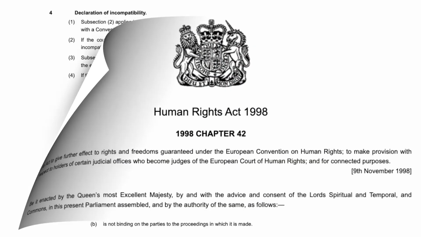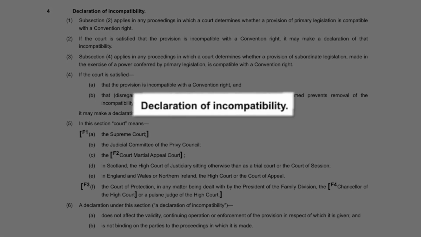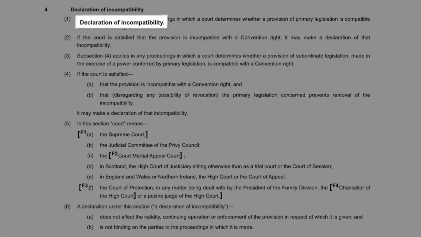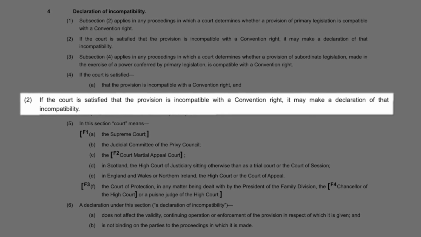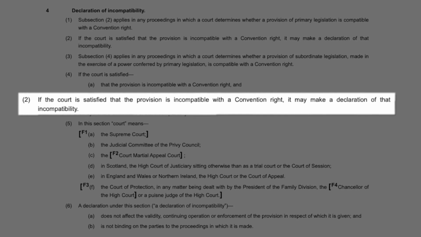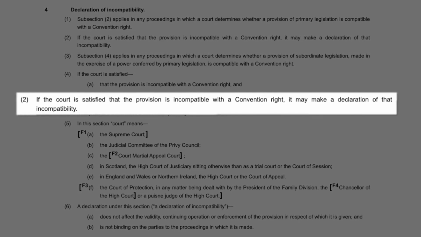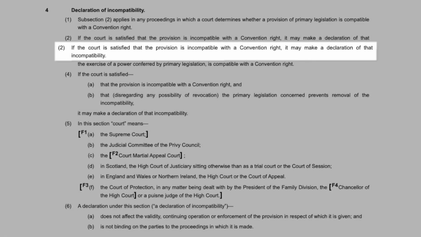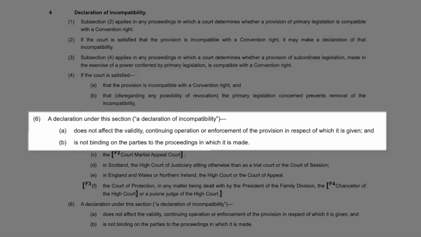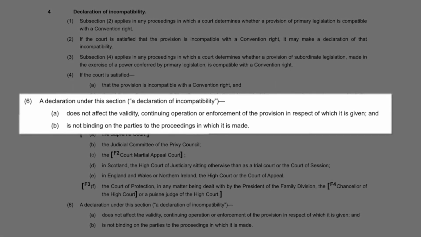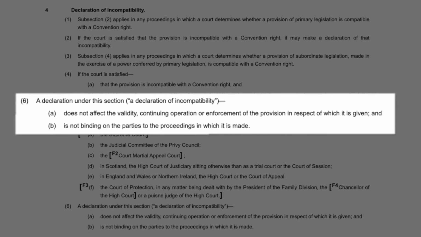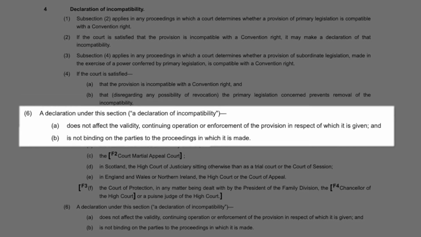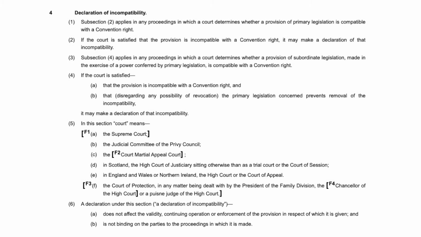Section 4 reads, Declaration of Incompatibility. If the court is satisfied that the provision is incompatible with a convention right, it may make a declaration of that incompatibility. A declaration under this section, a declaration of incompatibility, does not affect the validity, continuing operation or enforcement of the provision in respect of which it is given.